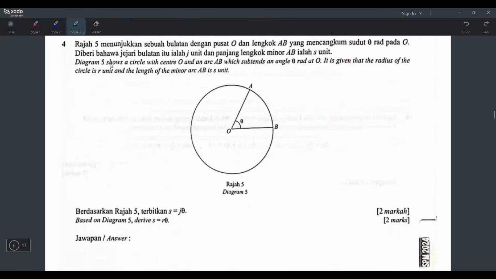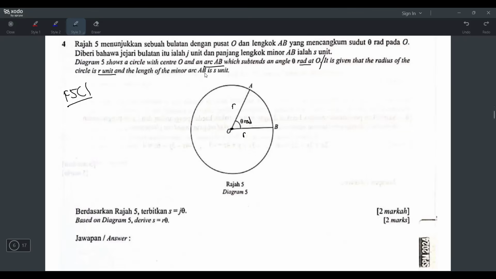Number 4. Diagram 5 shows a circle. This is from Form 5 chapter 1. With center O and arc AB. This is the arc. Which subtends an angle theta radian at O. So this theta is in radian and it's the angle subtended by the arc AB at O. It is given that the radius of the circle is R unit. So this is the radius, R. They never say it's in cm or whatever, so I'll just write R.